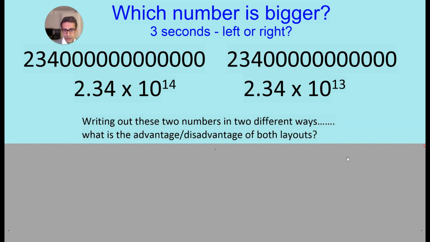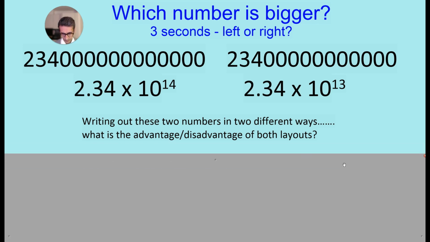Well, what's the disadvantage and the advantage of each method? Well, you can see that the advantage is you get to see the whole number. The disadvantage is it's easy to make mistakes writing these out. It's sometimes hard to compare these numbers, and that's why we use this representation.